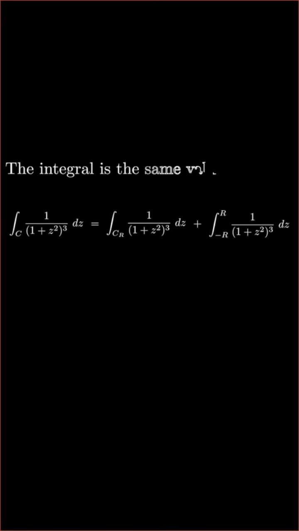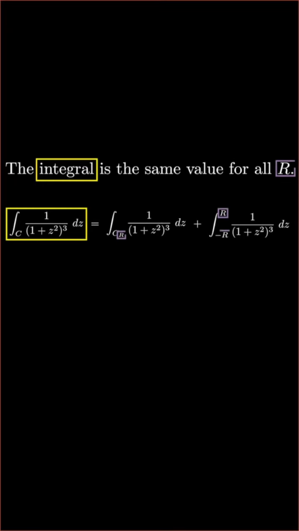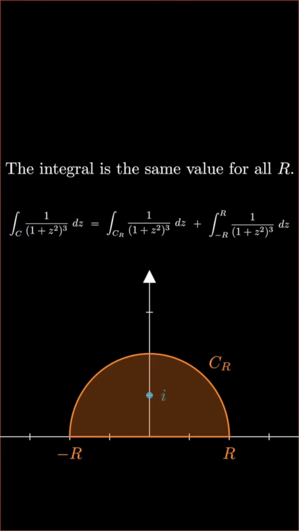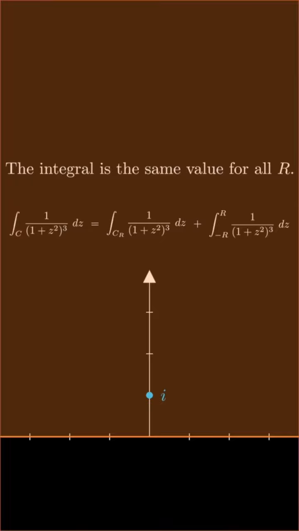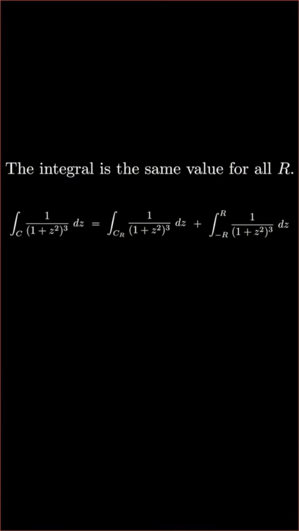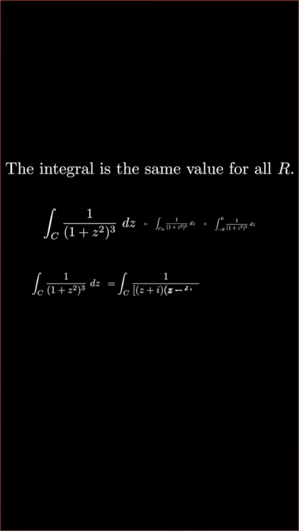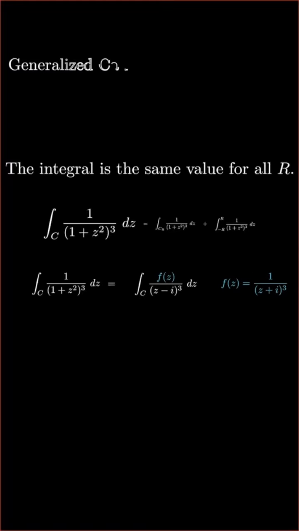Something amazing that you're about to see is that the integral has the same value no matter how big the radius of the semicircle actually is. This is because of the Cauchy integral formulas. Notice that point i is always within the semicircle. Also notice that you can factor the denominator, and z minus i cubed is a factor. Let's take the remaining 1 over z plus i cubed and rename it f of z.